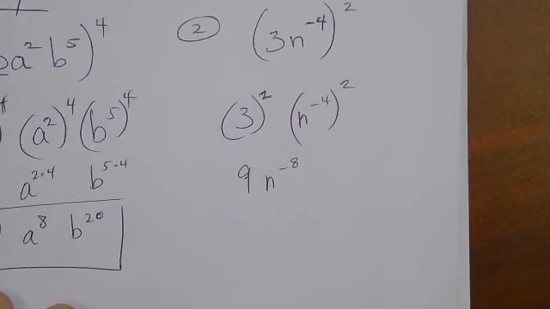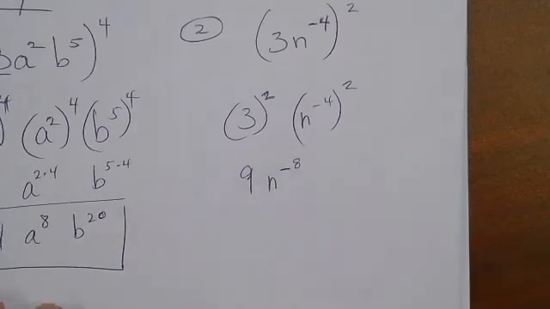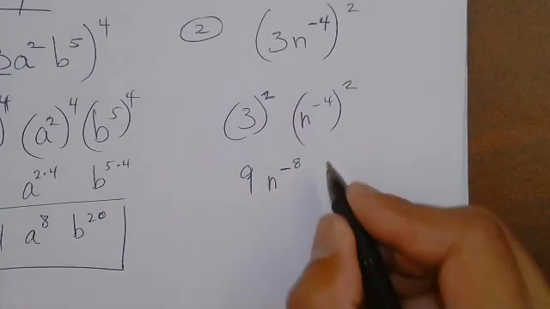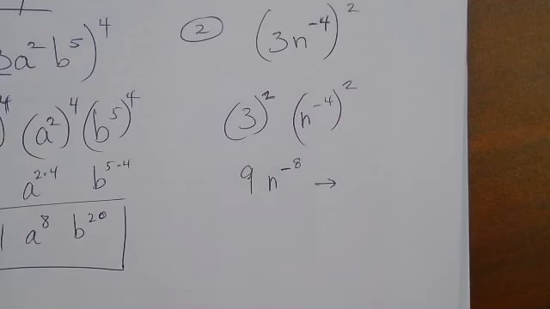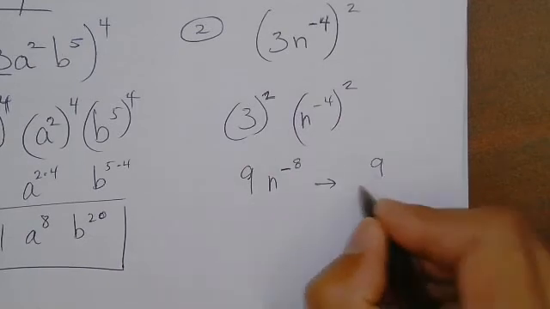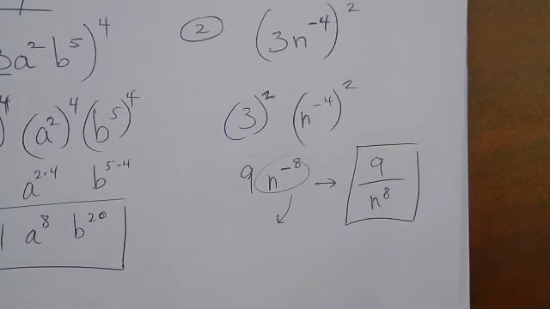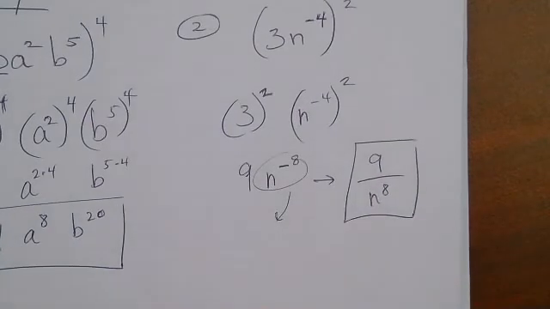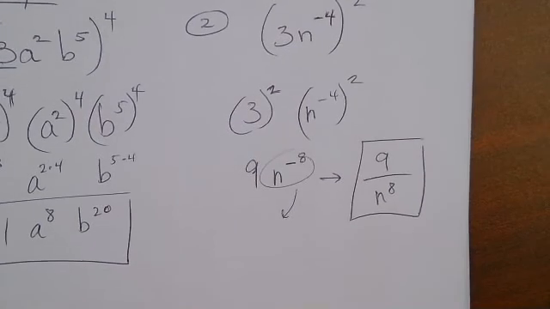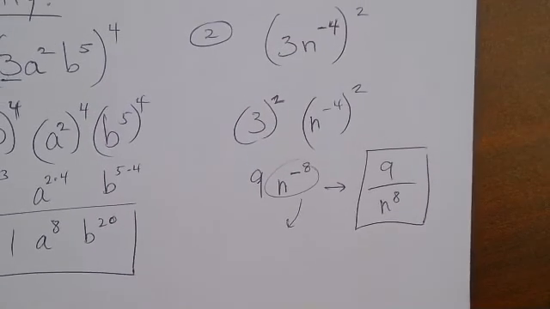Is this your final answer? No, we know what to do. We can't leave any exponents negative. So the final answer is what? 9 over, and only this one goes down. Okay, good. Easy. So I told you, you already know it. All right, that was an easy one. Any questions on that one? No, we're good. Number 3.